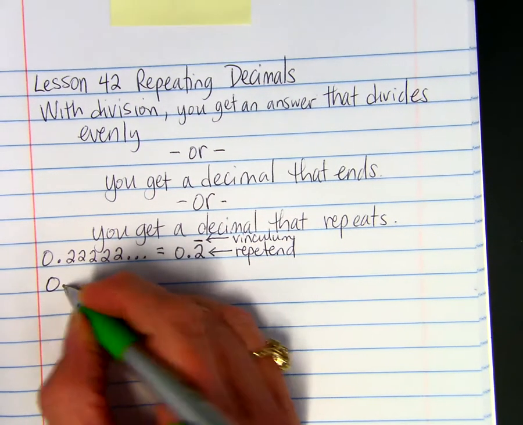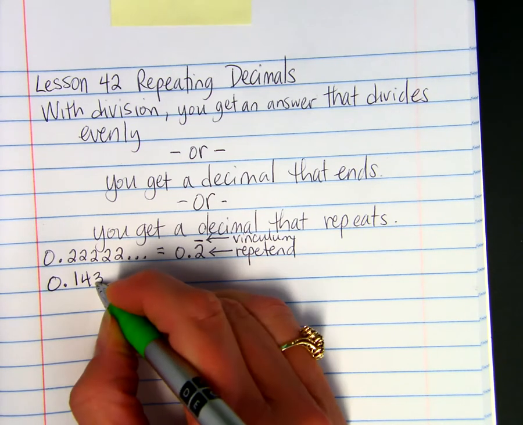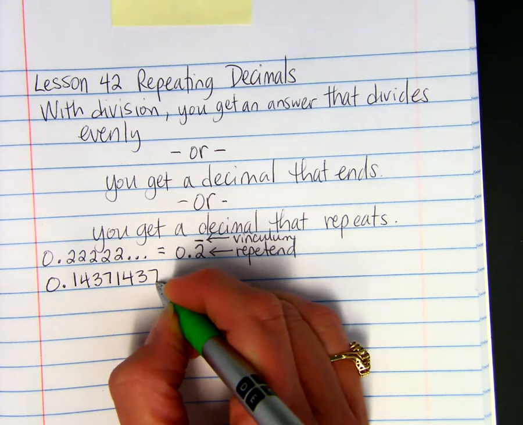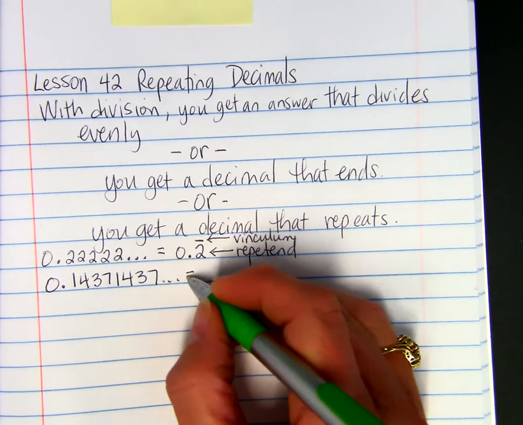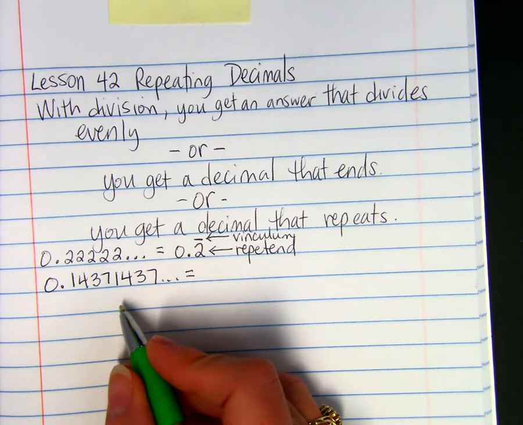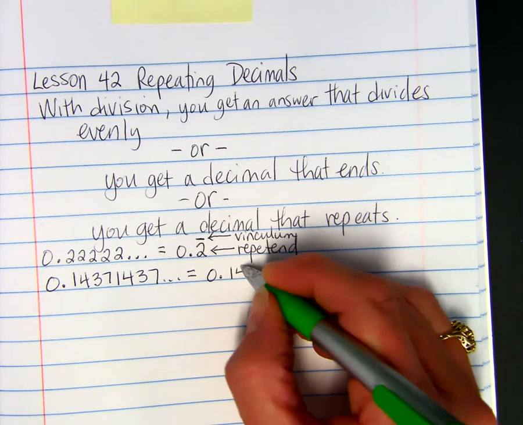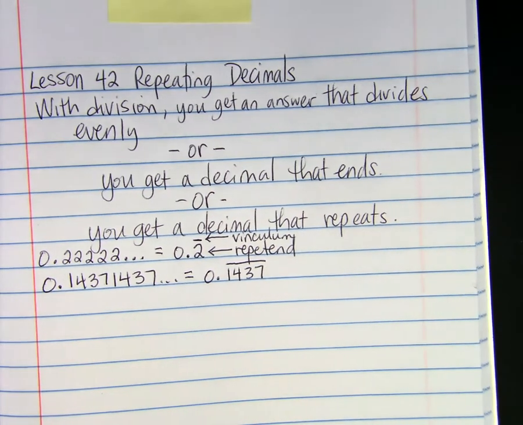Now we're going to do another repeating decimal. Decimal point 1437, 1437, and so on. So you look at the numbers that are repeating. They're the 1, 4, 3, and 7. You would write those as your repetend and then put a vinculum over all 4.